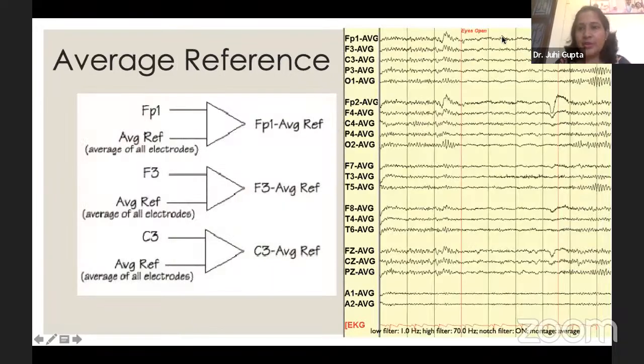So let's try to look at these graphs. Herein you are seeing different channels. These are the left-sided channels. These are the even numbers to the right-sided, and the reference montage is the average montage.